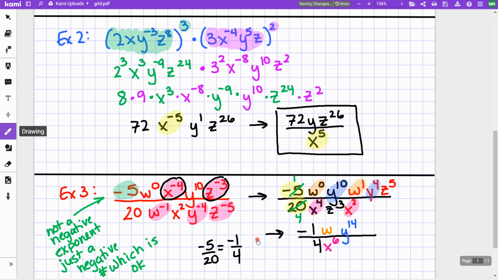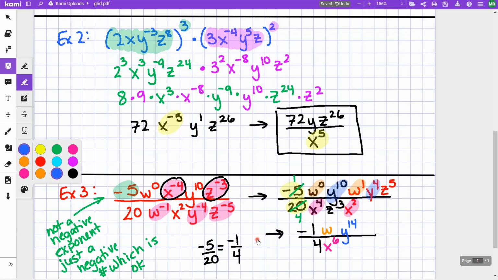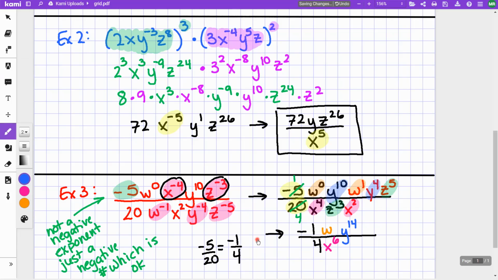Now, if I'm looking at my z's, I have a z to the 5th on top and a z to the 3rd on bottom. So when I think about this, if I have 3 on bottom and 5 on top, the most I can cancel from top and bottom would be 3. I can get rid of these 3, and I can get rid of 3 from here. Now, when I get rid of 3 from here and 3 from here, I'm going to be left with 2 on the top. So I'm going to have a z to the 2nd on the top.